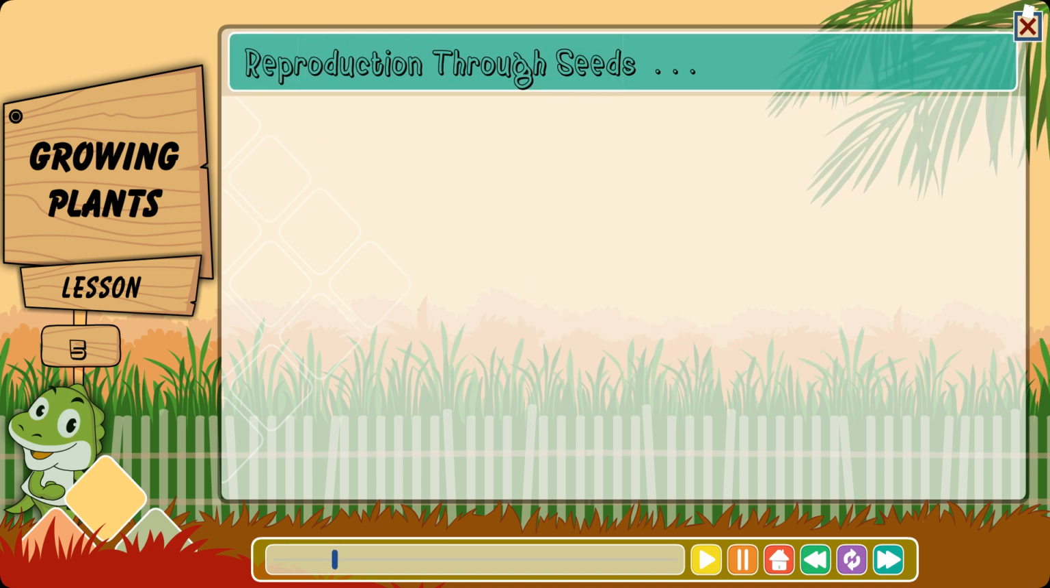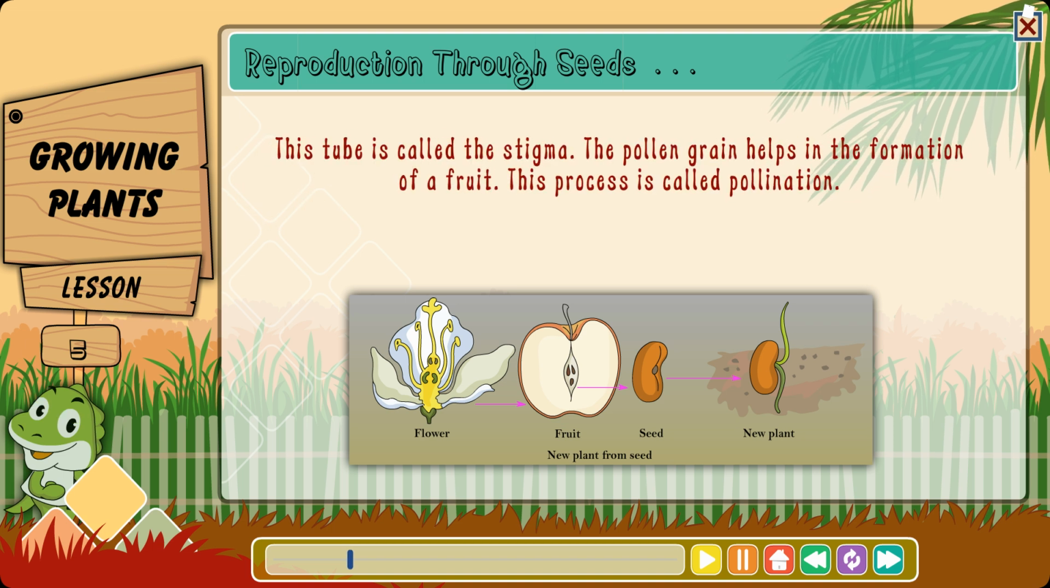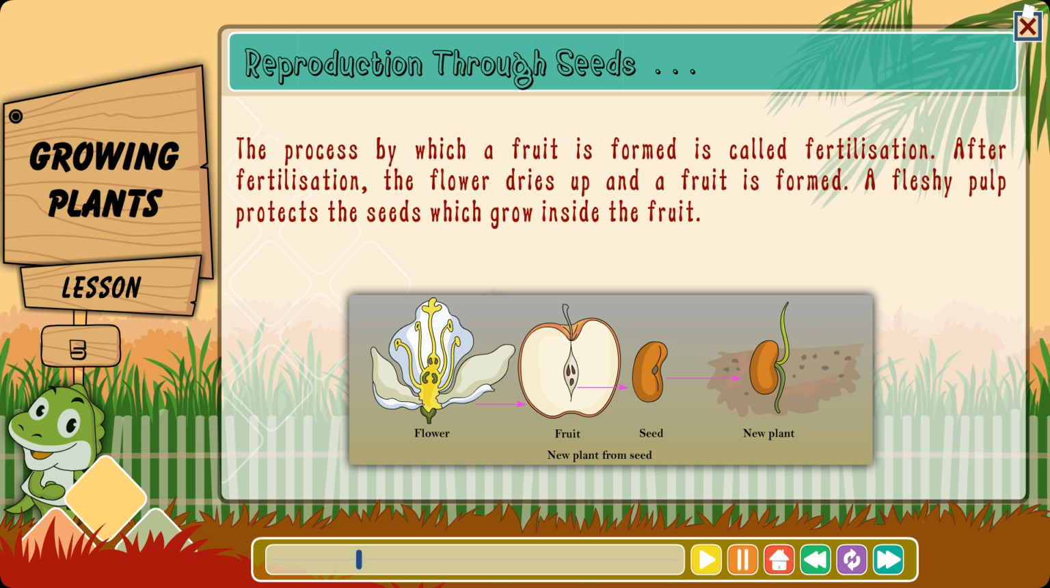Reproduction through seeds. Most plants bear flowers. When insects visit a flower for nectar, the yellow pollens of the flower stick to their body. As the insects visit another flower, the pollen grains from their body enter the sticky tube of that flower. This tube is called the stigma. The pollen grain helps in the formation of a fruit. This process is called pollination. The process by which a fruit is formed is called fertilization. After fertilization, the flower dries up and a fruit is formed.